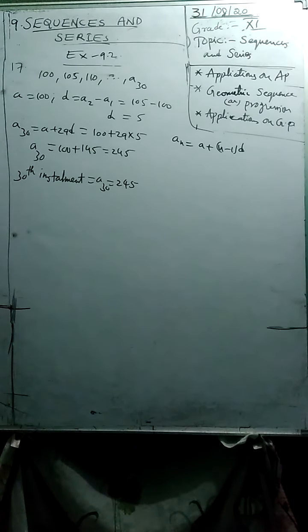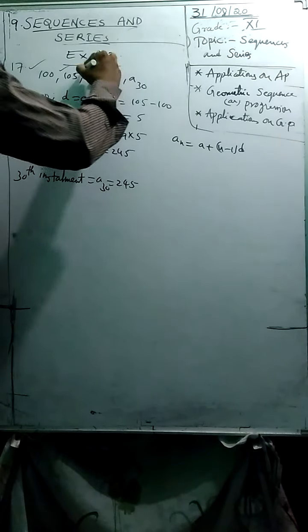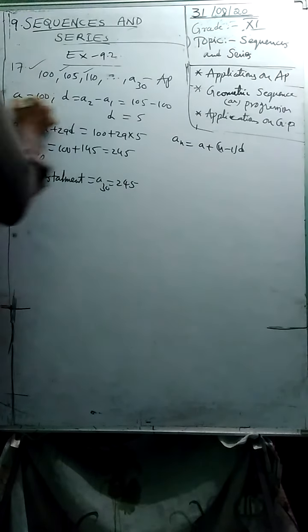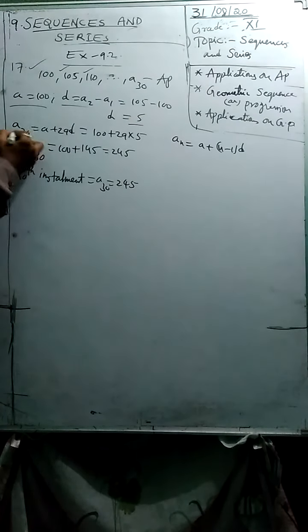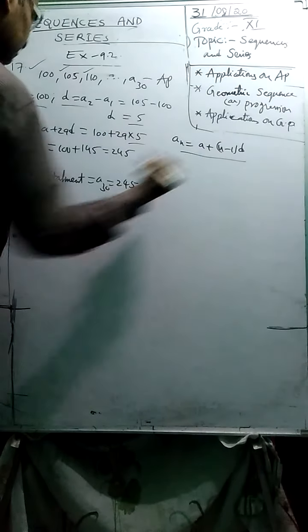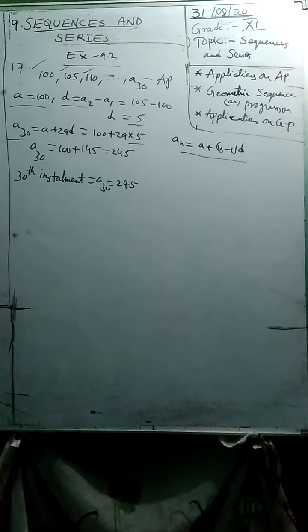Let us continue with another problem. First we take the AP, find the a value and the d value, substitute them in the formula, and then we get a13, that is, the 13th installment. Let me continue with the next problem, students, which is based on arithmetic progression only.